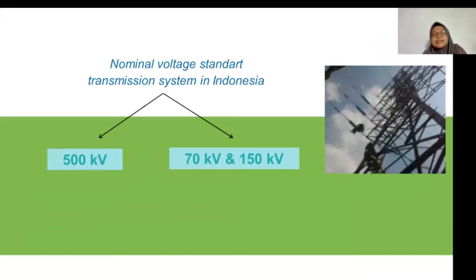Okay, next about nominal voltage standard transmission system in Indonesia. In Indonesia, nominal voltage standard transmission system consists of two. This is 500 kilovolt, which is included in extra high voltage overhead line, or SUTET, and 70 kilovolt and 150 kilovolt, which are included in high voltage overhead lines, or SUTT.